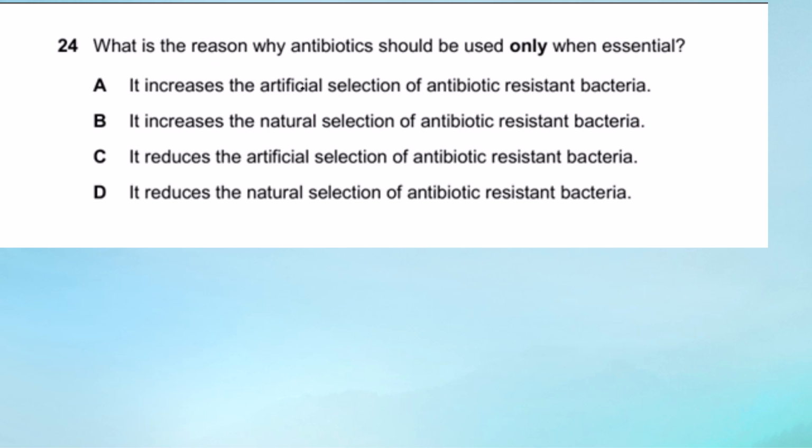This one here is one where it's important to read the question. The question is, what is the reason why antibiotics should only be used when essential? Now, the answer here, many will say, oh, antibiotic use increases natural selection of antibiotic-resistant bacteria. But that's not what they're asking. What is the reason why it should only be used when essential? Well, if it's only used when it's essential, then it will reduce the natural selection of antibiotic-resistant bacteria. So in this case here, our answer is D. So they're actually asking the question opposite of how they'll normally ask it. So the wording is important.